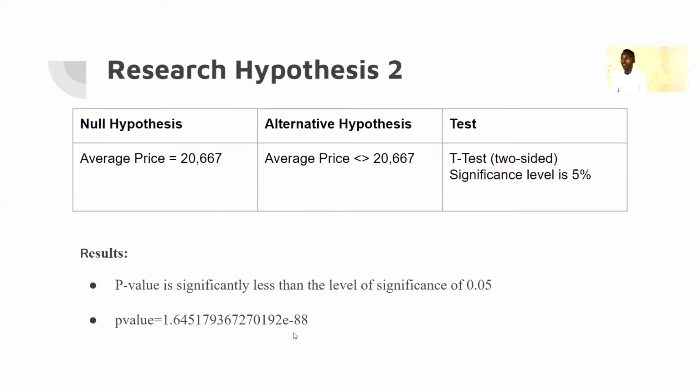For research hypothesis number 2, we're going to test Chen's claim that the average price of houses in that given market was $20,667.